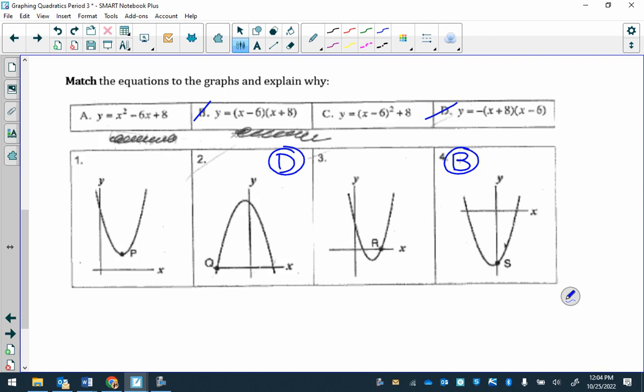Yeah. 1 is C. Okay. 1 is C because the vertex is positive 6, 8, and it's opening up, right? So will it cross the x-axis at all? No. So that's why when the vertex is 6, 8, they're in positive, there's no x-intercepts. So therefore it's C, and 3 was A.